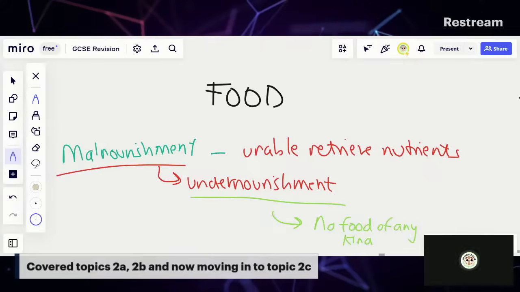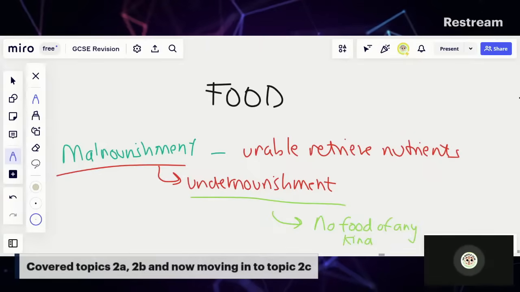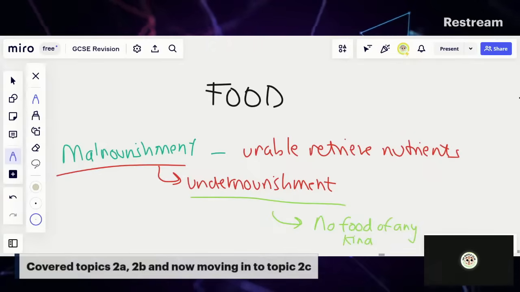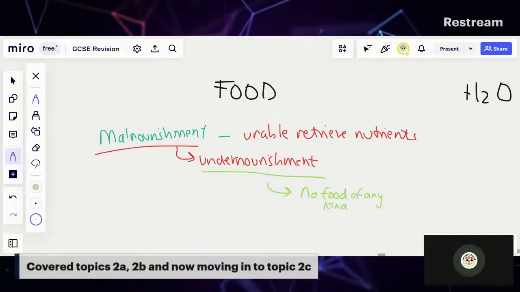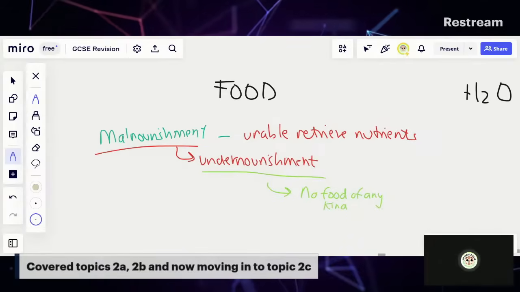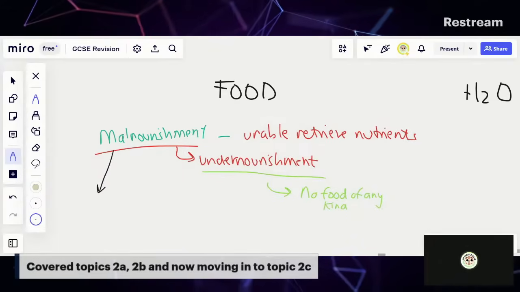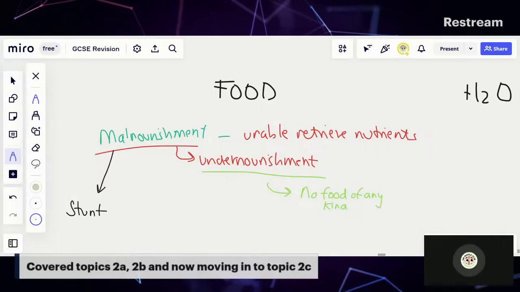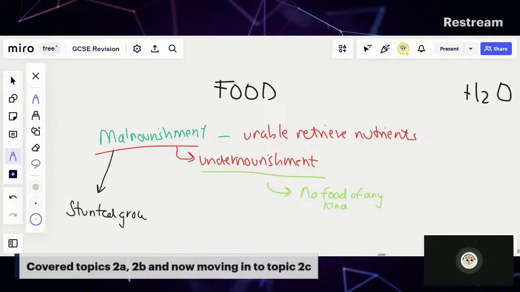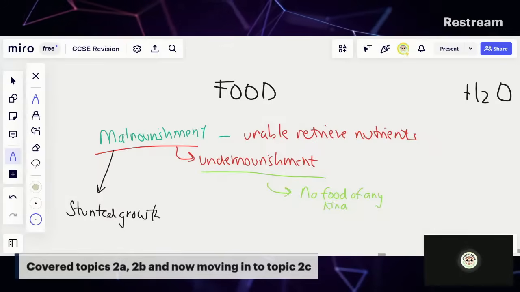So just going over that one more time so people are not confused. Malnourishment is when you're unable to retrieve nutrients, and undernourishment is when you're unable to retrieve food. Obviously, undernourishment has some devastating effects such as starvation, and malnourishment also has some bad effects, like it can limit children's development, causing stunted growth.